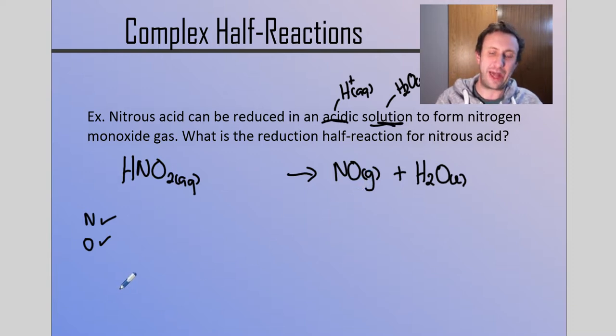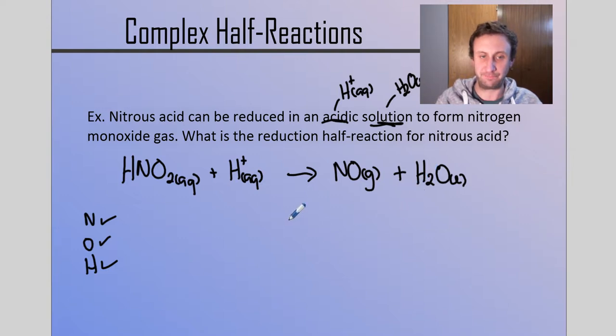Finally, I'm going to add H positives for my hydrogen. I right now have 1 H on the left and I have 2 H's on the right. So I'm going to add an H positive aqueous in order to balance out the H's. So now my H's are good. I've got 2 H's on the left and I have 2 H's on the right.